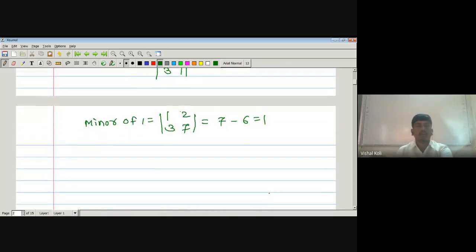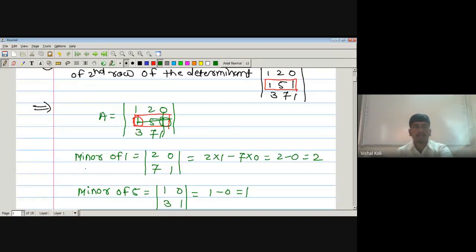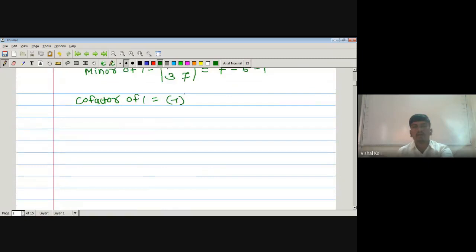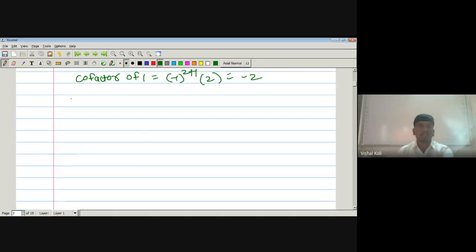Now we have to find the cofactors of these elements. Now, cofactor of the first element 1, which is nothing but minus 1 to the power of, since this element is present in second row and first column, 2 plus 1, and its minor will be 2. It is nothing but minus 1 to the power 3, which is minus 1 into 2. So cofactor of 1 will be minus 2.